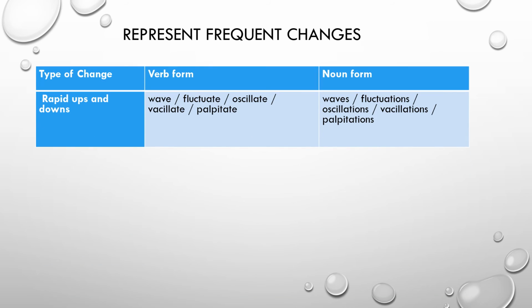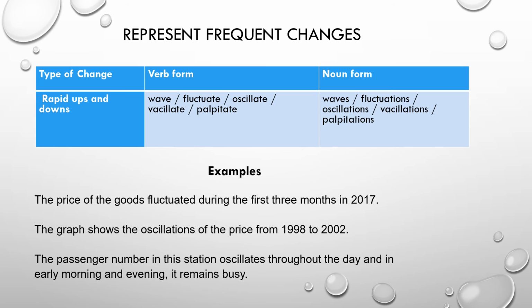So how can we represent frequent changes? So if it's changes, ups and downs, I can use the word fluctuate, wave, oscillate, vacillate, palpitate. And if I'm using it in the nouns, I can add s to it. So same words. So let's take a look at a few examples.